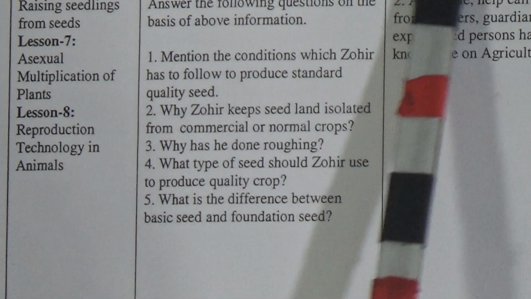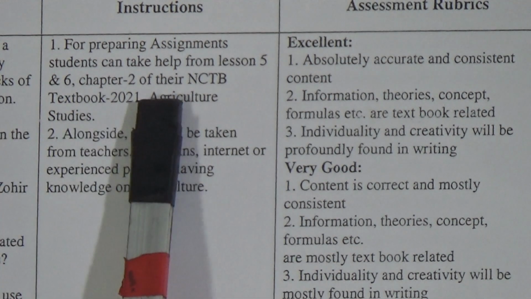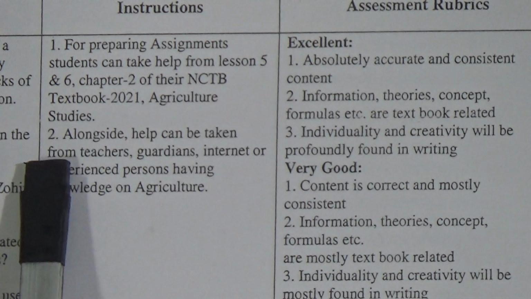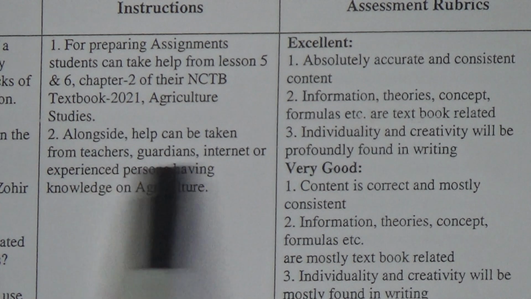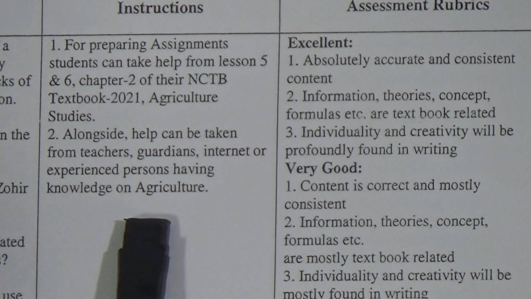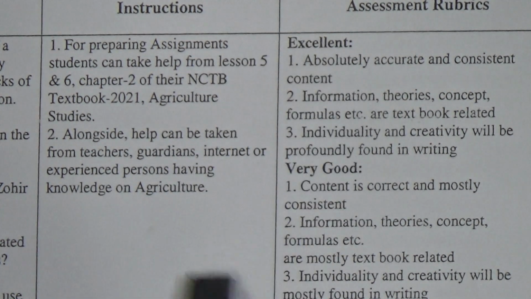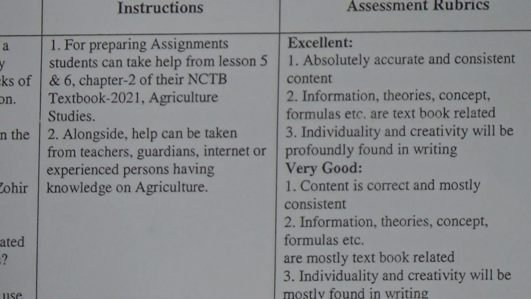For this you have got the instruction, number 1, preparing assignments. Students can take help from lessons 5 and 6, chapter 2 of their NCTB textbook 2021, Agriculture Studies. Alongside, help can be taken from teachers, guardians, the internet or experienced persons having knowledge of agriculture. My dear students, I hope you will read the assessment rubrics very well, because on these rubrics we will mark your assignment copy.